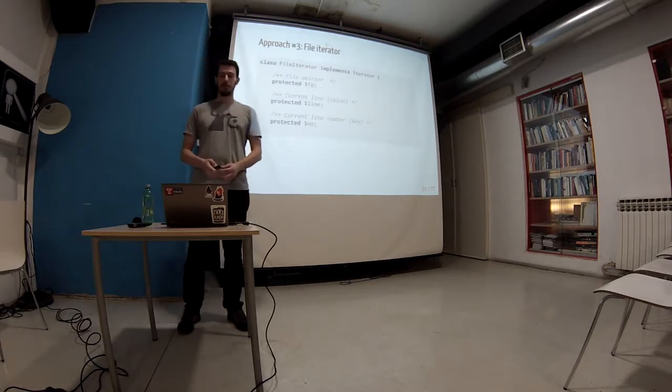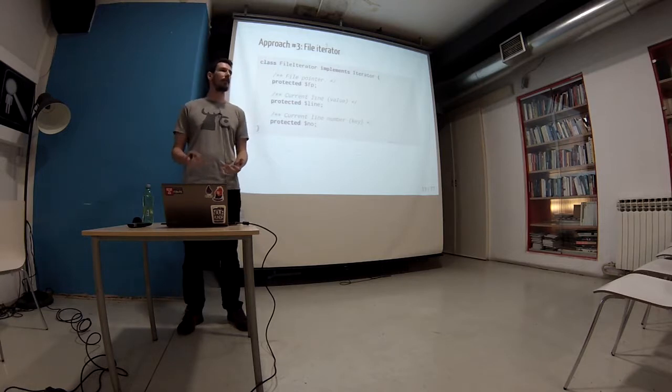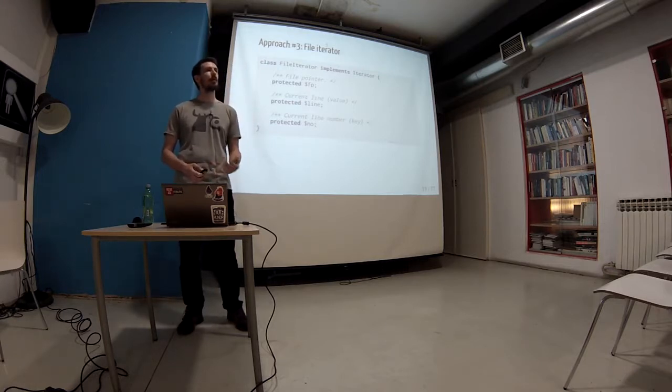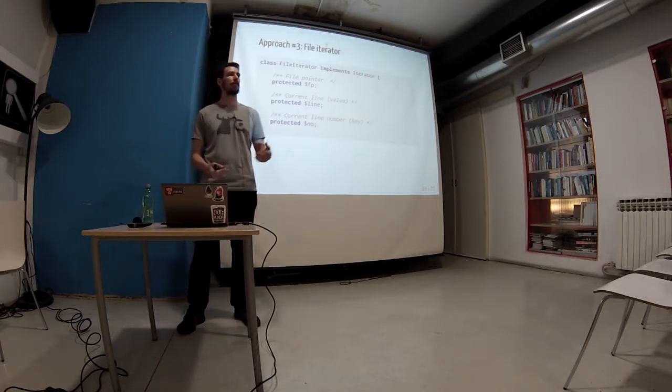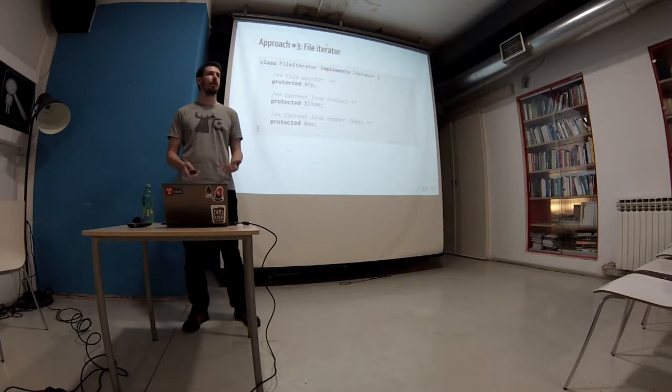First, the class needs to have a state, so you have some protected properties in there. You have your file pointer, which you have to store once you open the file. You have the current line and the current line number, which are the things you want to yield.